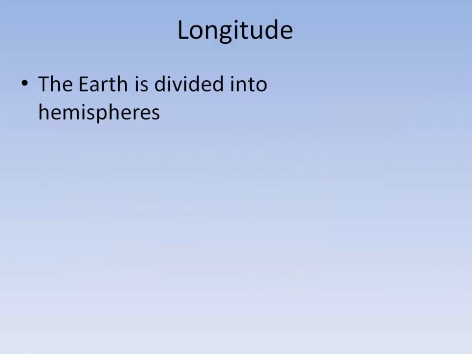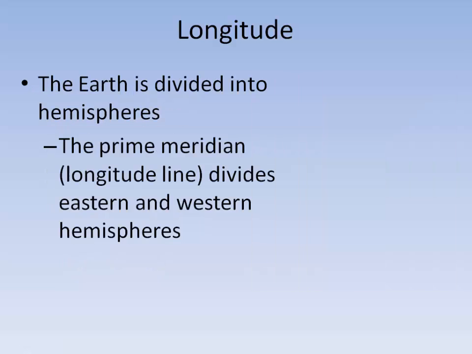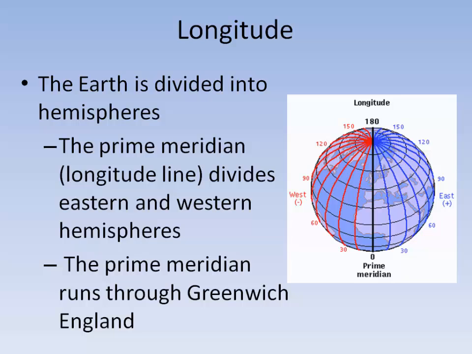We use lines of longitude to divide the Earth into hemispheres. The prime meridian divides the Earth into eastern and western hemispheres, and the prime meridian runs through Greenwich, England. So here, the dark line is the prime meridian. If we go east from there, this is the eastern hemisphere, and if we go west from there, it's the western hemisphere.